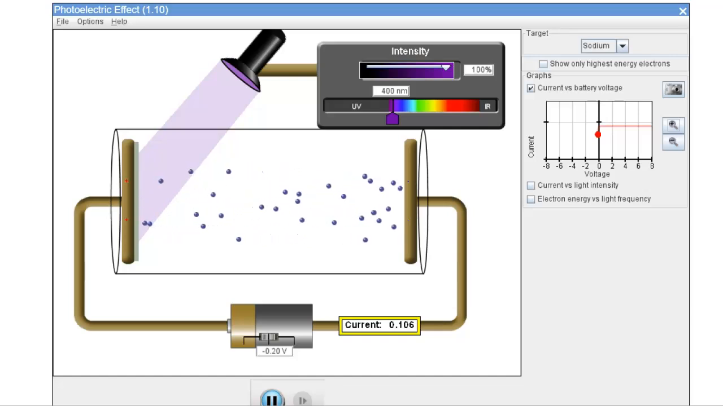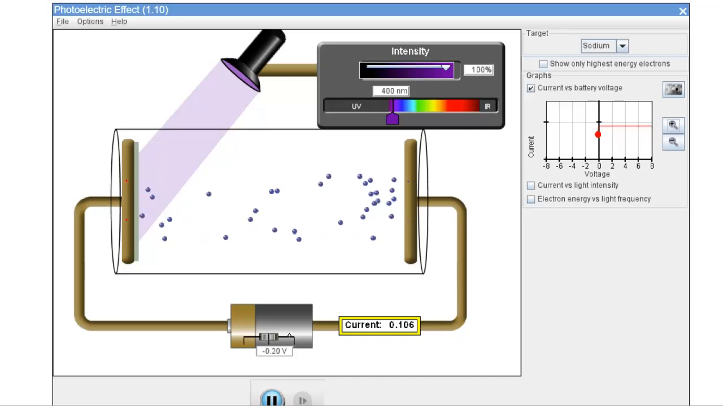And remember, we talked about the fact that all of the kinetic energy that they left that sodium plate with was converted to electric potential energy, meaning they had no kinetic energy, and just like a ball thrown up in the air will come back down, these electrons fall back towards that sodium plate.